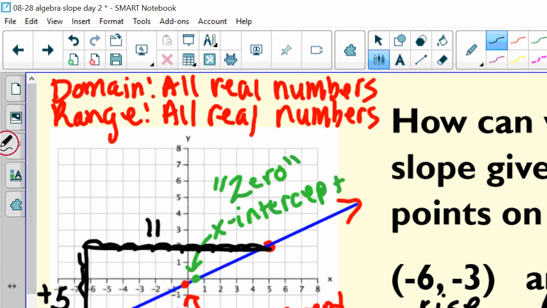Tell me when I can go to the next page. I can go to the next page? 5, 4, 3, 2, 1.